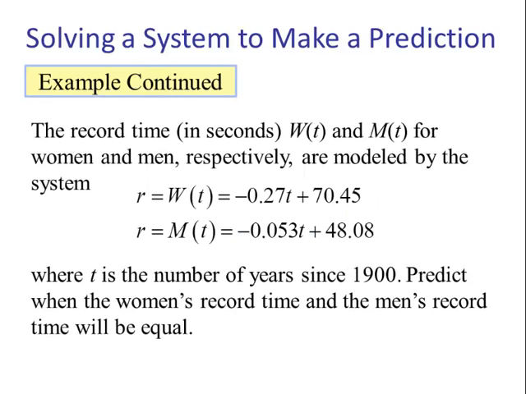Now that we have our two models, we want to predict when the women's record time and the men's record time will be equal. Now the easiest way to do this is by substitution. So we're going to take this expression and set it equal to this expression and solve for T.